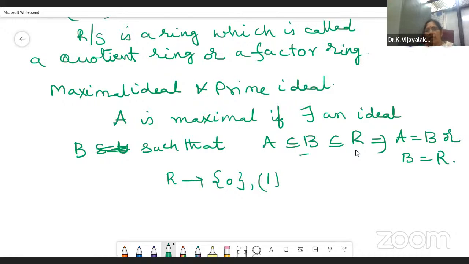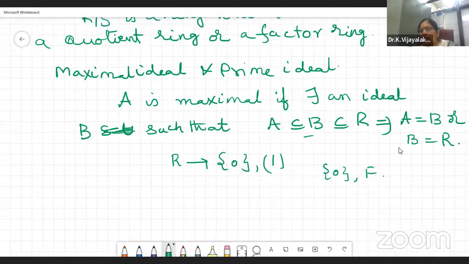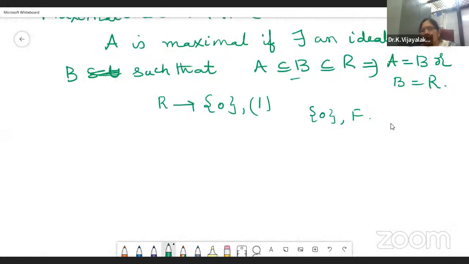And we say that a field has no proper ideals. Why? The only ideals of a field are the set containing the 0 element and F itself. Every ring possesses two ideals, namely the ring R itself and the ideal containing 0. Other than these two ideals are called proper ideals, and these two ideals are called improper ideals. The only ideals of a field are 0 and F itself. So a field has no proper ideals.